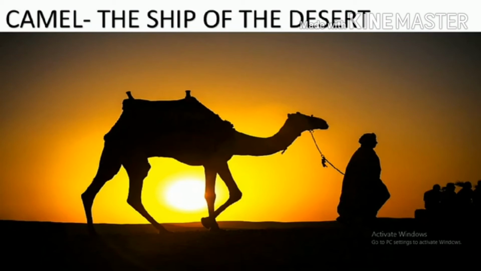Camel, the ship of the desert. As a mode of transport within the desert, the camel is considered the most useful animal in the desert. It can bear the desert heat and walk on the sand easily due to its padded feet. It can live for several days without food and water as it stores a lot of food in its hump in the form of fat.